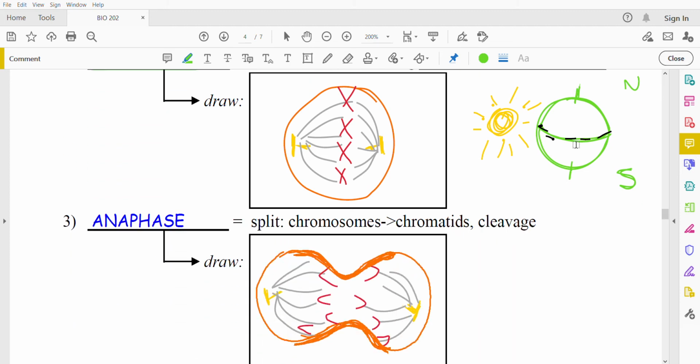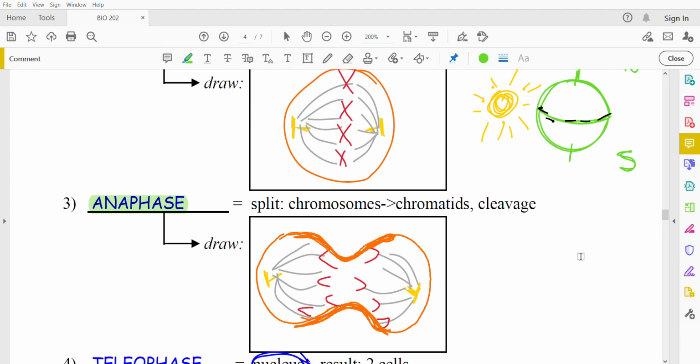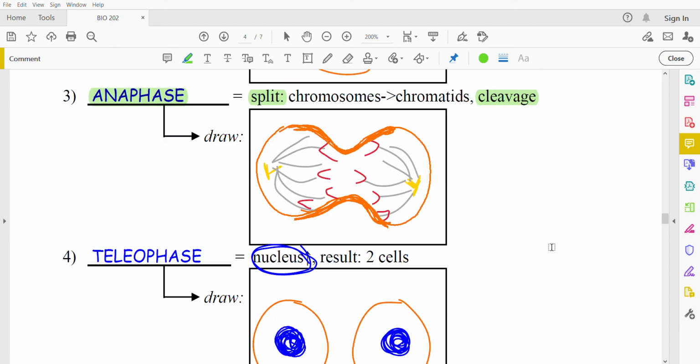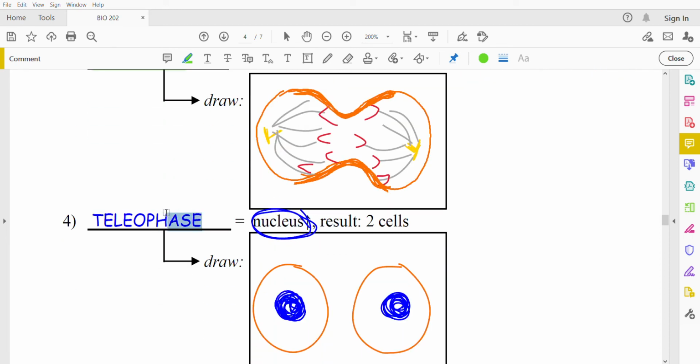During anaphase of mitosis, the chromosomes split into chromatids, and they are pulled towards the different poles of the cell, and a cleavage starts to appear. So this initial pinching into two. And finally, during telophase, we now have two separate cells, and the nucleus and nuclear envelope reappear on each cell.